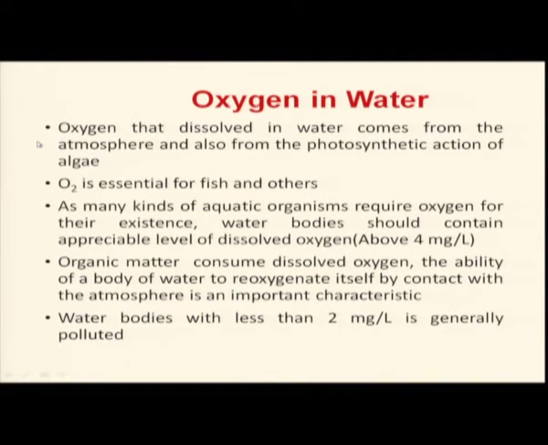Oxygen dissolved in water usually comes from the atmosphere, because the aquatic system is in direct contact with the atmosphere, where 21% oxygen is available, and due to this oxygen gets solubilized in water. And also from the photosynthetic action of algae, which usually liberate oxygen, that also provides oxygen to the aquatic system. And this oxygen in water is essential for both fish and other organisms living in the aquatic system for their survival.